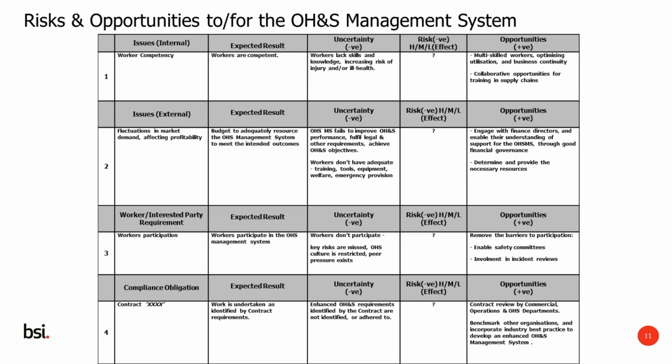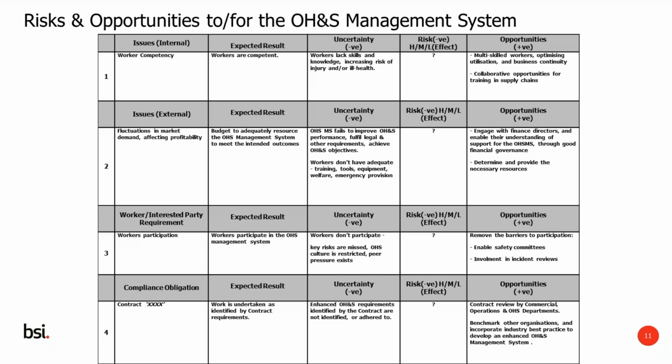Okay, the expected result is that work is undertaken as identified by contract requirements. The uncertainty is that enhanced requirements specific to that contract are not identified or adhered to. So again, look at the data, figure out what your risk level is. What are the opportunities? Okay, so contract review by commercial, operations, and the OHS departments. Okay, if you operate in the 9001 management system, there is a clause 8.2.3 which very specifically talks about this. So again, this shows where multiple management systems can be used to align to one another and potentially leverage one another to be more effective in application.